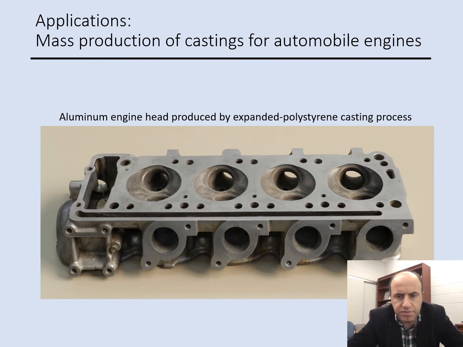This process has many applications. One of the applications is the mass production of car engines. So here we have one example. As you see, this is the engine block made of aluminum with this process, the expanded polystyrene casting process.